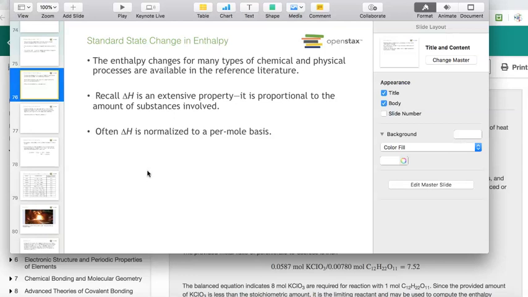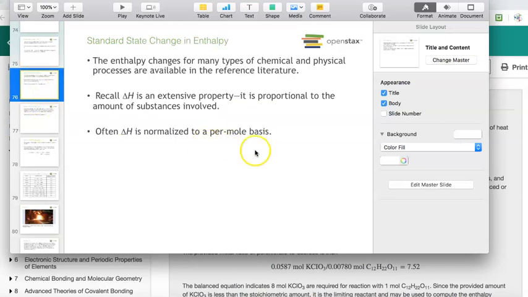The enthalpy changes for many types of chemical and physical changes are available in the reference literature, so you can look those values up for standard state enthalpy changes. Recall delta H is an extensive property, proportional to the amount of the substance involved. Often, change in enthalpy is normalized to a per mole basis.